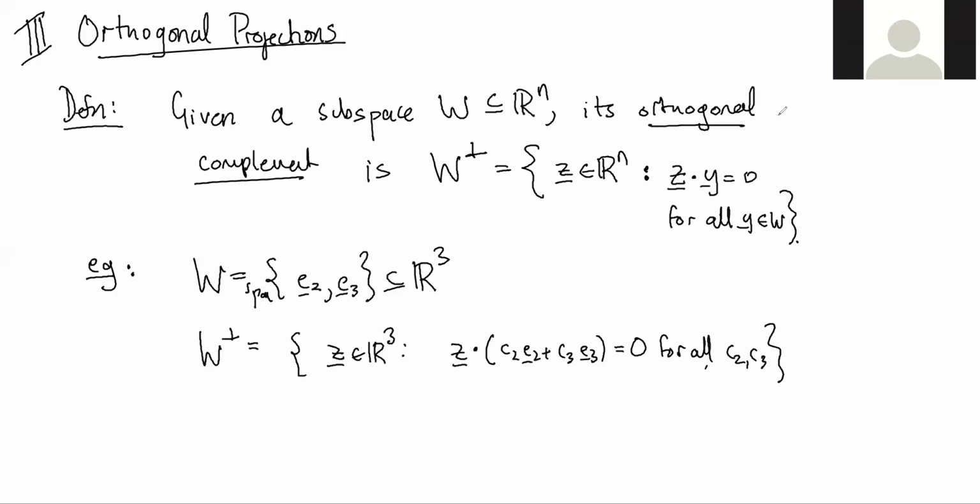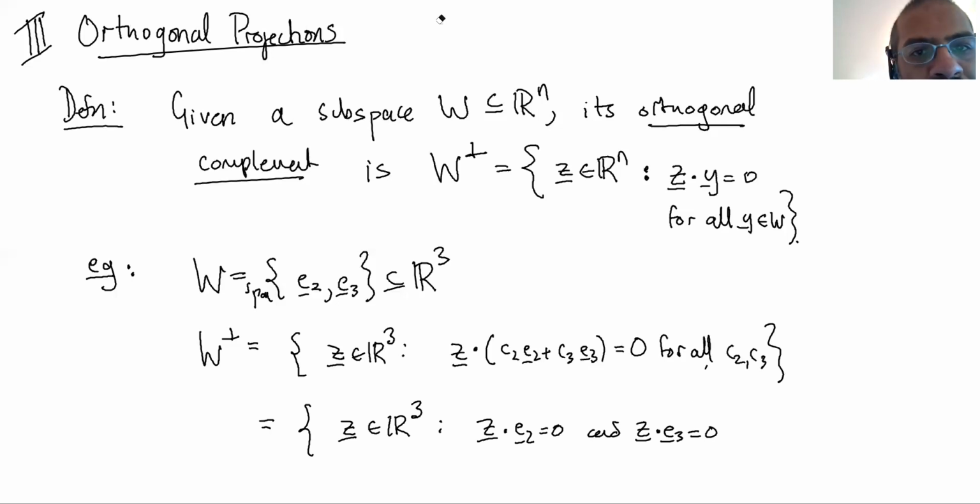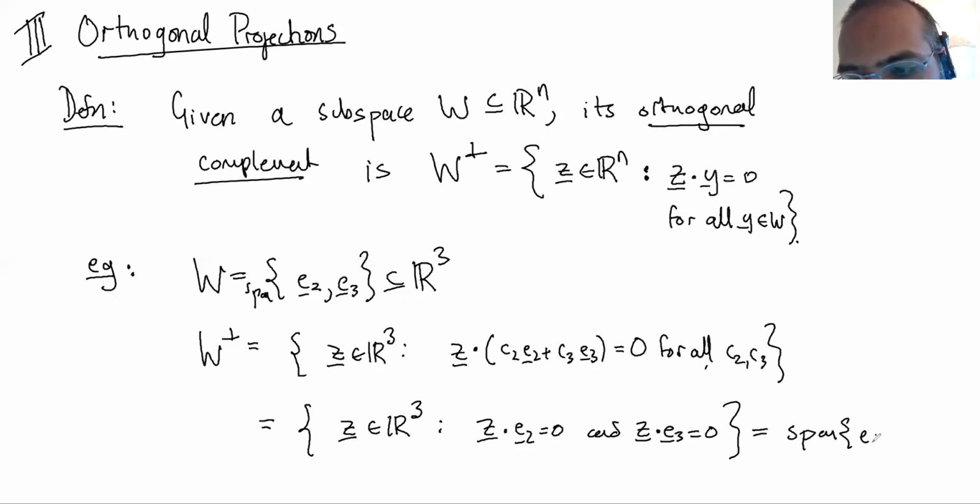Oh, sure. Okay, great. So, one, you can easily see what this is. Being orthogonal to every vector in the span of E2 and E3 is just the same as being orthogonal to E2 and E3 themselves. And that's literally just vectors that are in the span of E1.